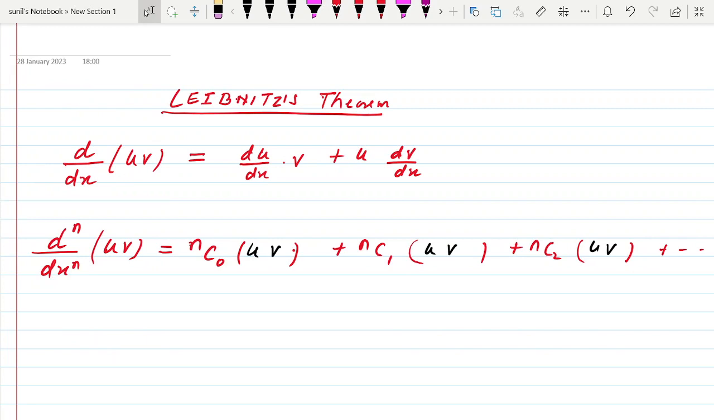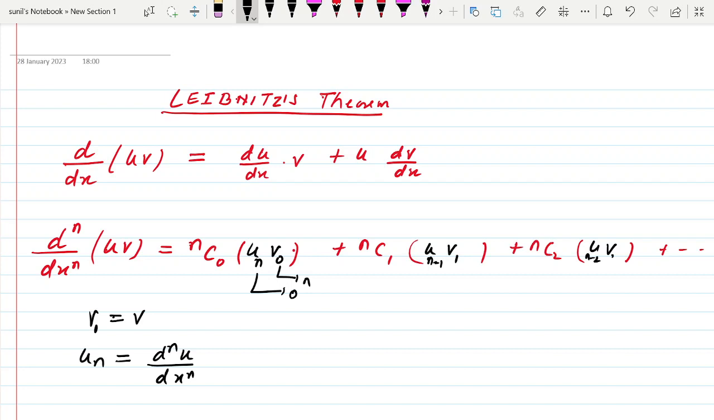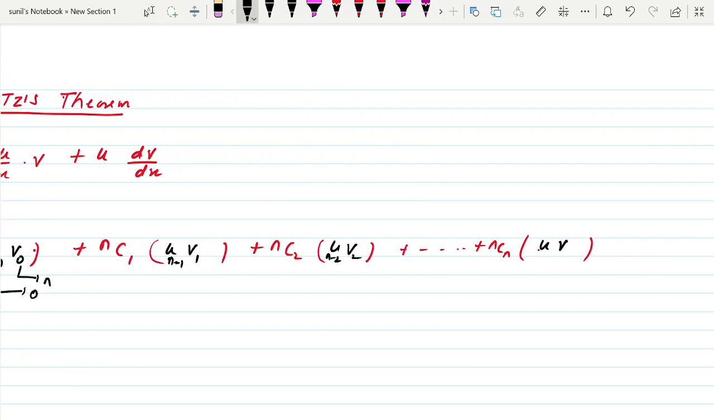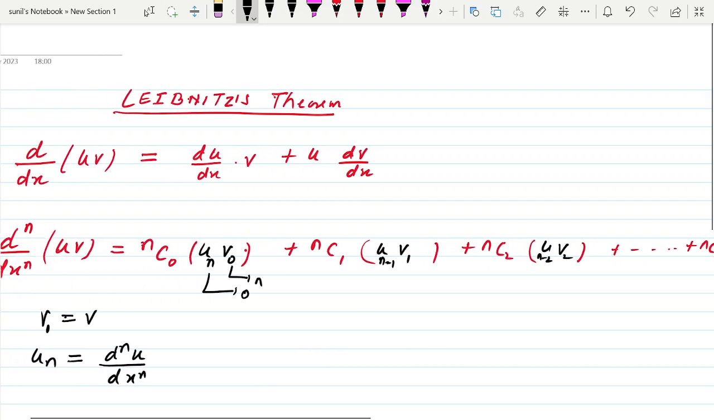See what we are going to do here. I'm putting here V0 and here is n. Guys, just try to understand that V0 means only the function, and Un means the nth derivative of u. Please maintain this pattern in such a way that the sum of the subscripts is n. This u will go from its maximum n to its minimum 0, and this v will go from its minimum 0 to maximum n. So term by term, it will be n minus 1, v1, then n minus 2, v2. So at last, it will be u0 and vn. I hope you understand the pattern.